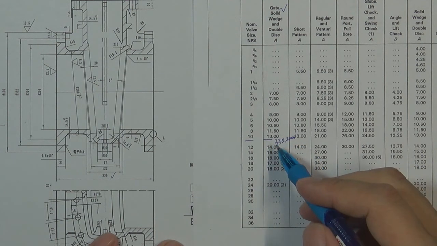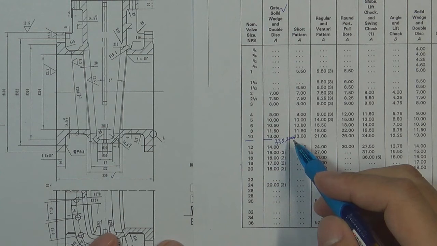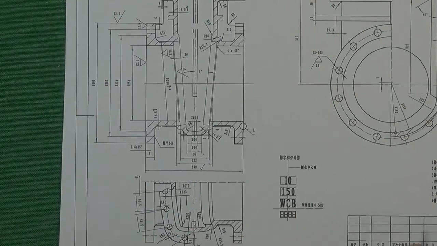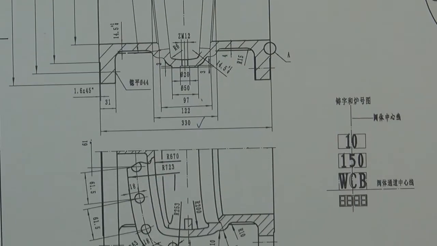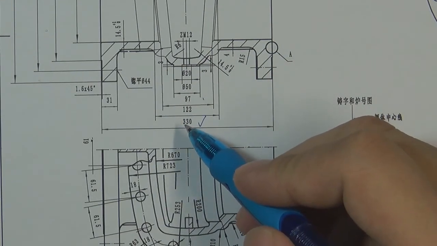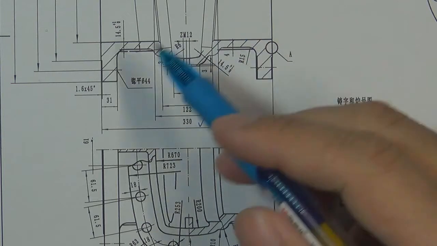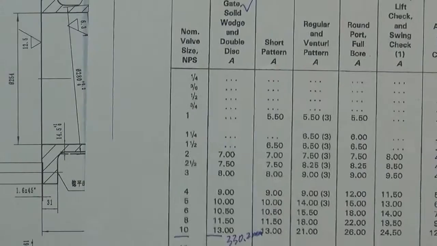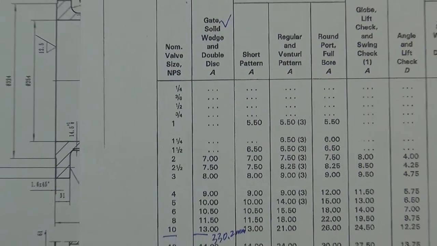transferred to millimeter, which equals 313.2 millimeter. So this blueprint designed by ASME B16.10, the valve length is approximately 313 millimeter. So this blueprint is designed by ASME B16.10.